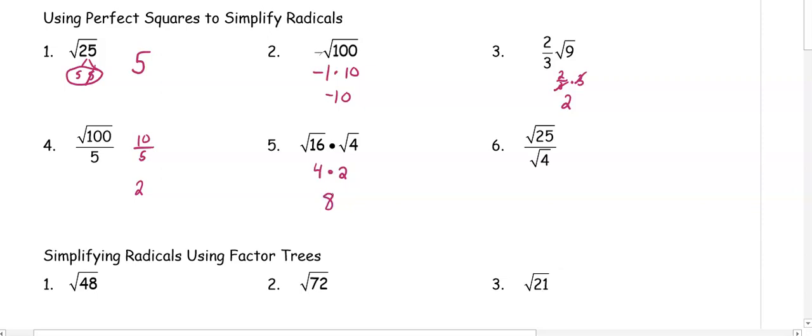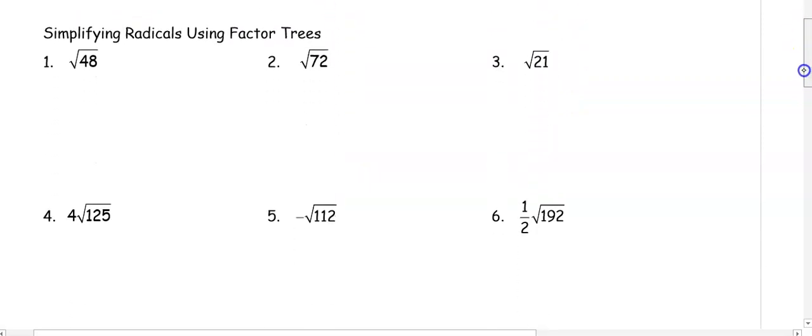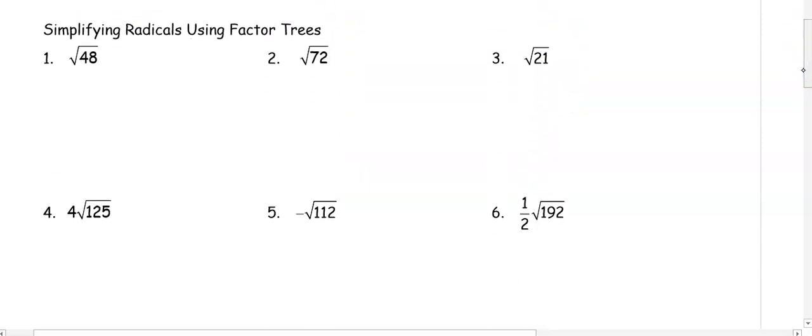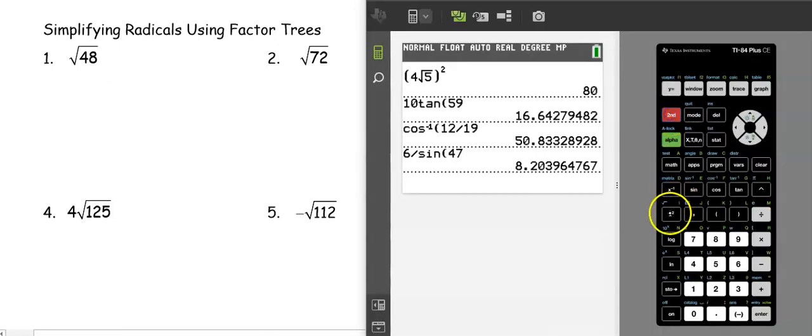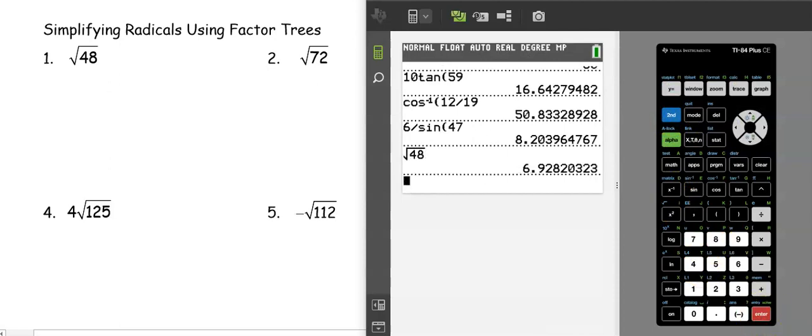Number 6, the square root of 25 over the square root of 4. So the square root of 25 is 5. The square root of 4 is 2. And that does not simplify at all. Now, we're not always so lucky that everything's going to be a perfect square. When it's not a perfect square, for example, if I was to type this in my calculator, the square root of 48 is not a nice whole number. It's going to give us a decimal.